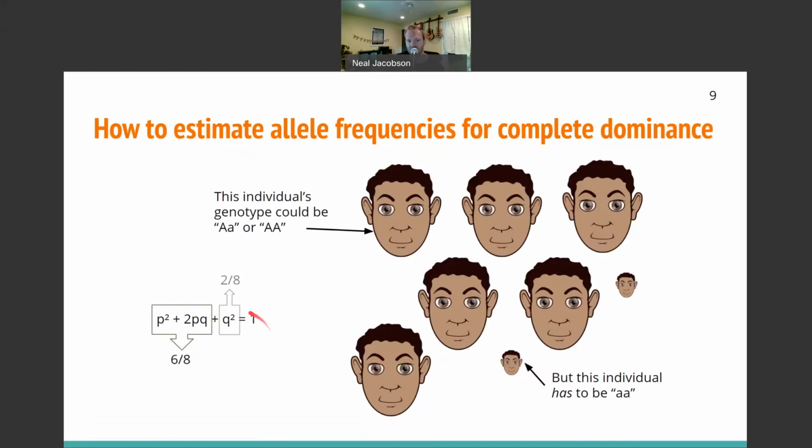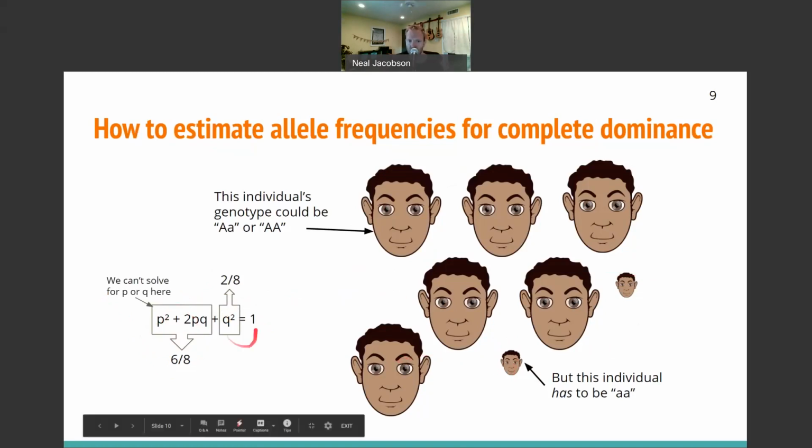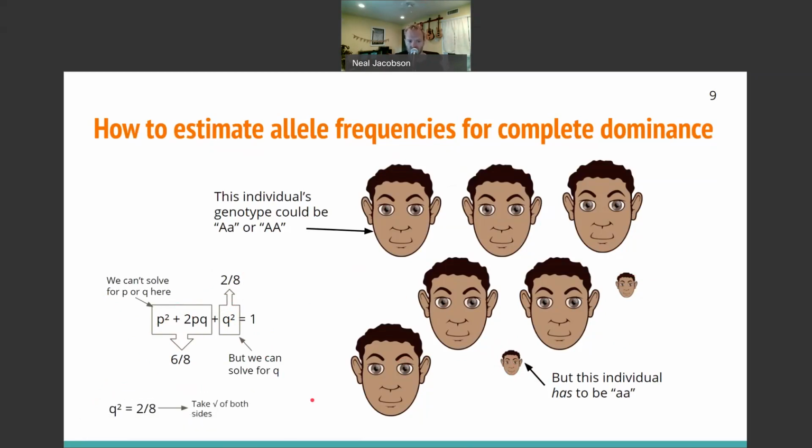But what I can do is say, look, my q squared individuals, which are these guys, are 2 out of the 8 people. So I can't solve for P and Q here, but if I know that 2 out of my 8 individuals are homozygous recessive, I can solve for Q. Q squared is equal to 2 over 8, or 1/4, or 0.25. If I take the square root of both sides, that will give me Q. So Q is equal to, oh, I'm sorry, my thing is getting blocked here.